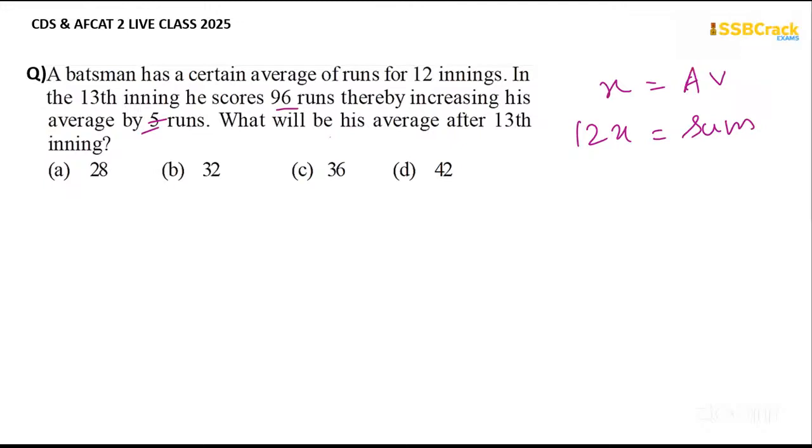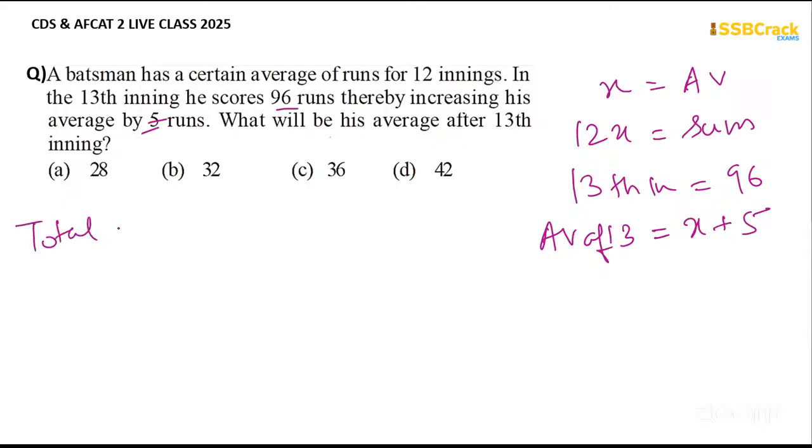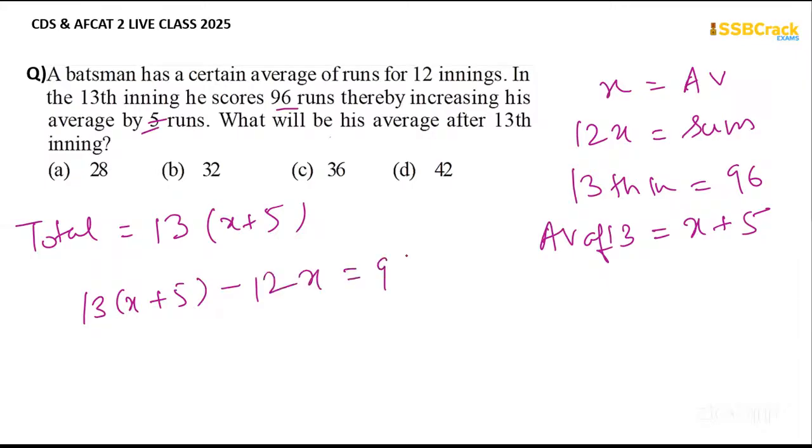Okay, the score of the 13th inning: in the 13th inning, he scored 96. So the average after 13 innings will be X plus 5. Okay, so the total runs after 13 innings will be 13 into X plus 5. Now he is saying that 96 was the score of the last inning. If I subtract the total runs of 12 innings from here, then I will get the score of the last inning.